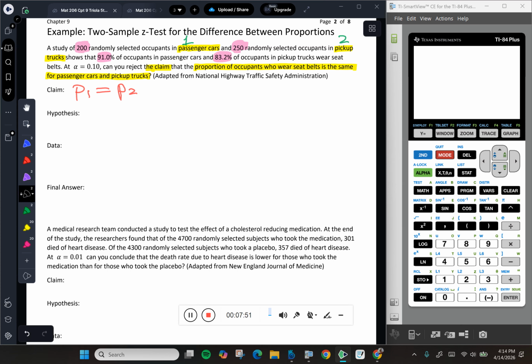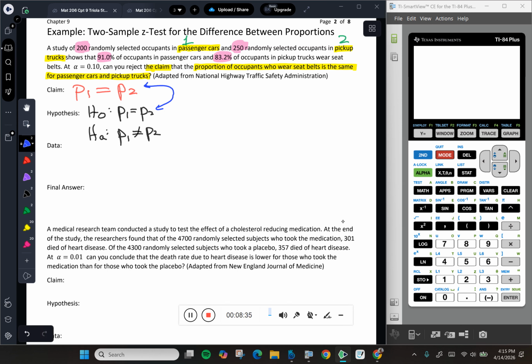Right? I need to turn that claim into a pair of hypotheses, a null and an alternate. Now, since this is a two-sample test, my null and my alternate are both going to be statements about P's. So in this case, since our claim contains equality, that's going to be the null. That is that P1 is equal to P2, and then our alternate will be that P1 is not equal to P2. So our claim is the null, our alternate is its complement, and now I need some data.